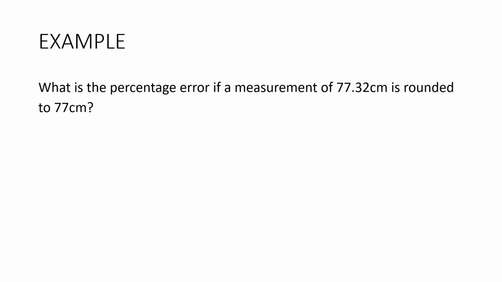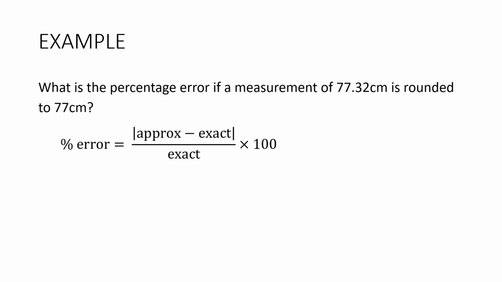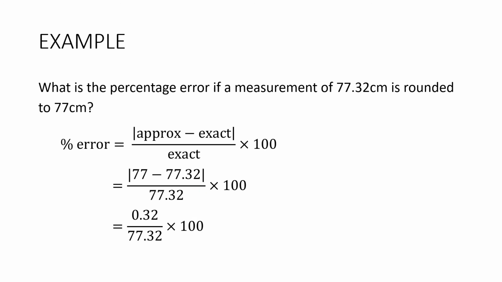So what is the percentage error if a measurement of 77.32 centimetres is rounded to 77 centimetres? So here's our formula. Now the approximate value is this 77 centimetres, the rounded value. The exact value that goes in here is 77.32 centimetres. So let's substitute it in. The first job here is to work out this numerator. 77 take 77.32 is negative 0.32, and the absolute value means strip that negative off. Now we just put this into the calculator and we end up with 0.41%.